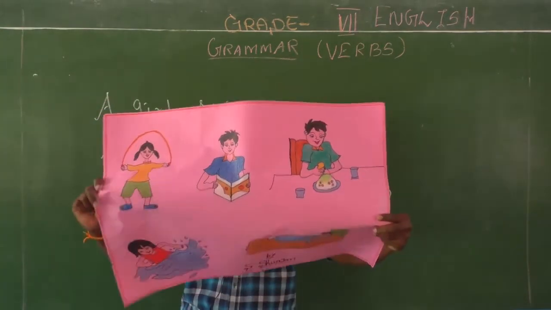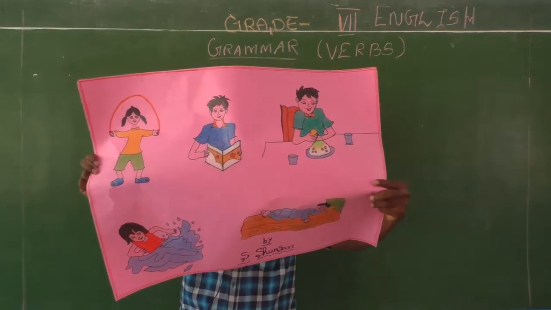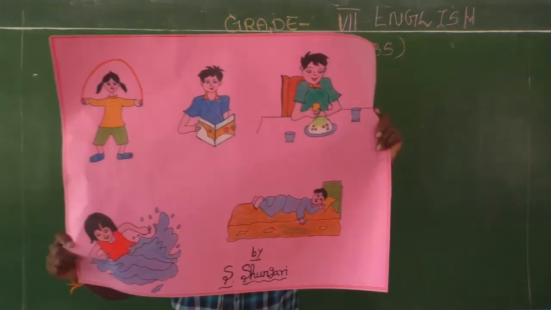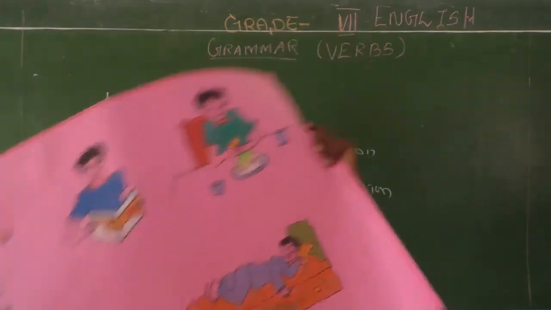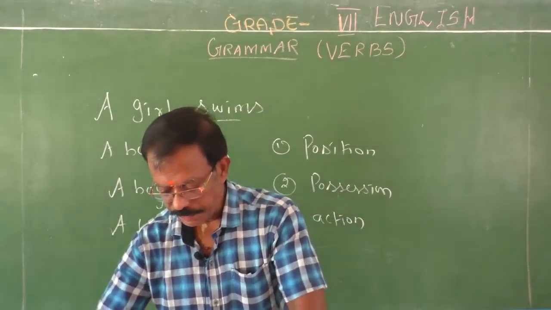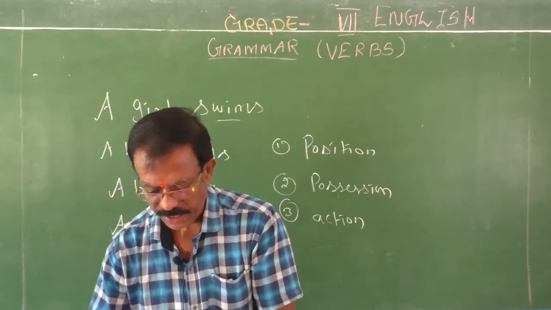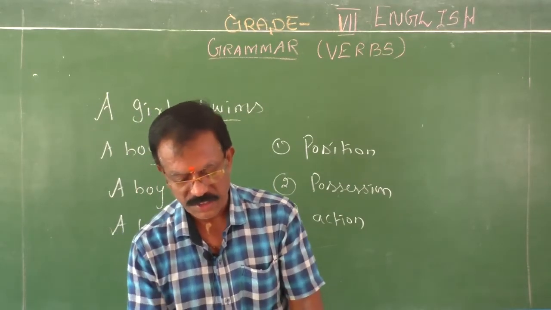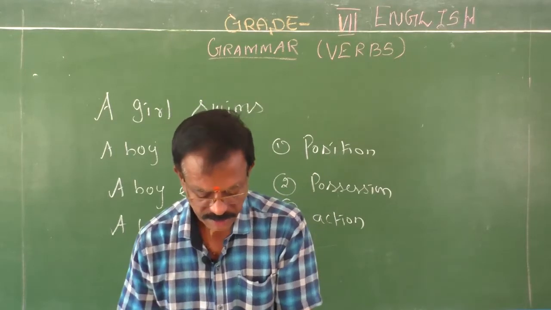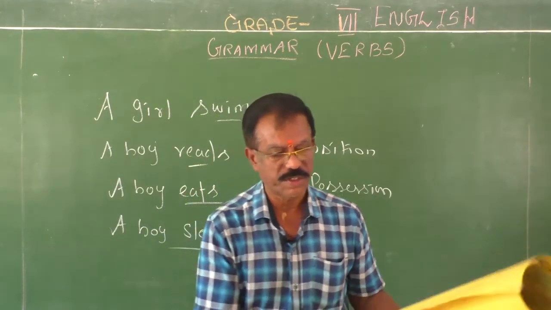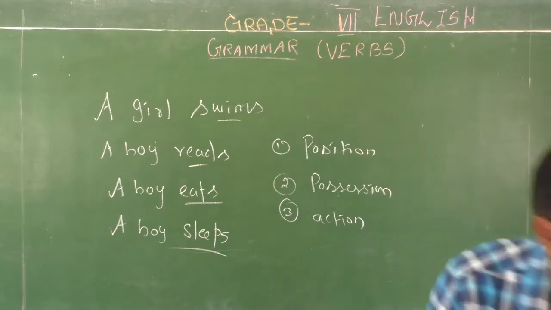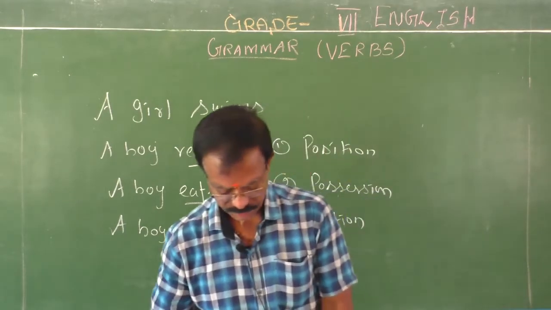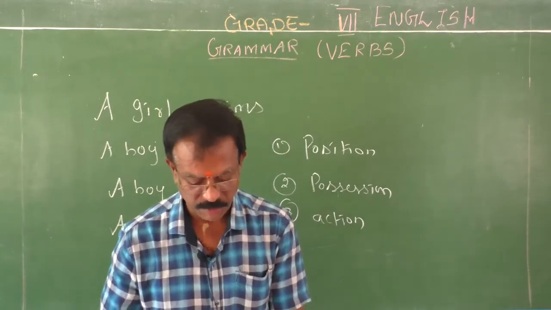See these pictures. A girl skips, a boy reads, a boy eats. Here, a girl swims and a boy sleeps on the bed. Okay, children. So now you have learned the basic and important functions of a verb. What are the other things which you are going to see about verbs? So many things are there which you have to learn about verbs. I will explain you one by one.